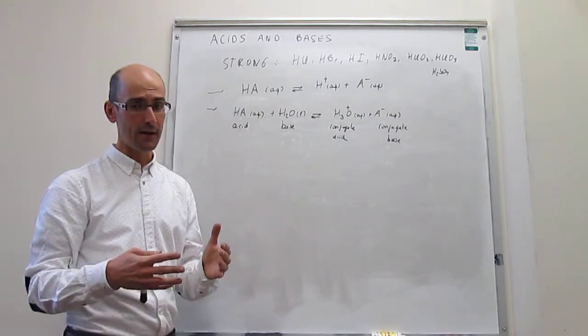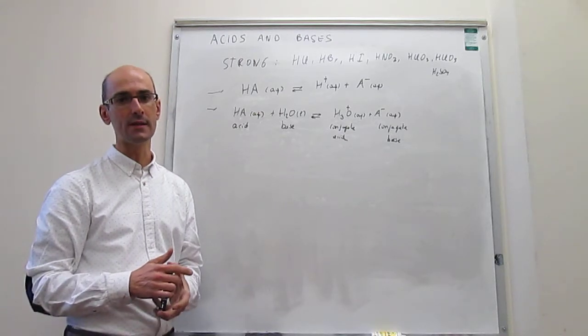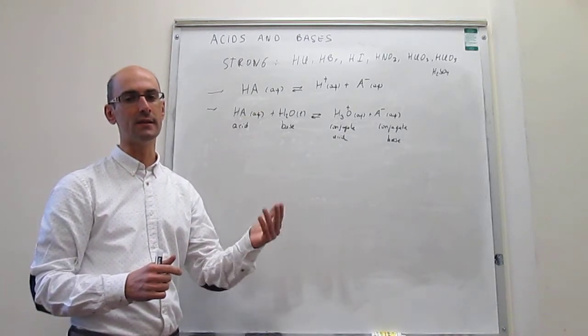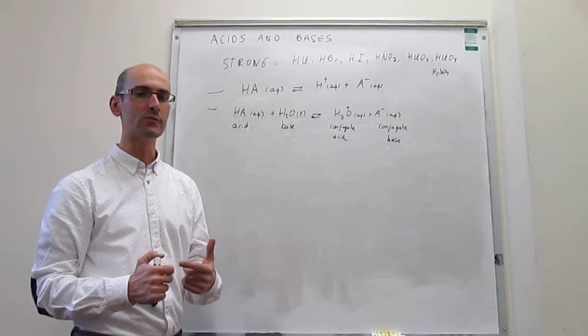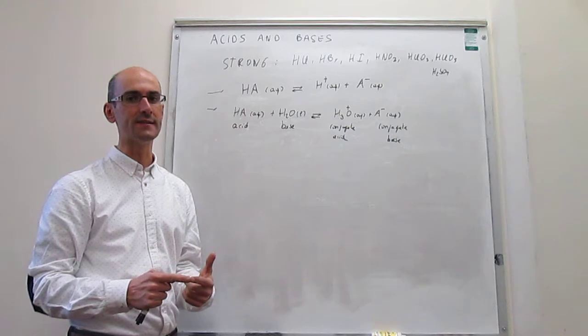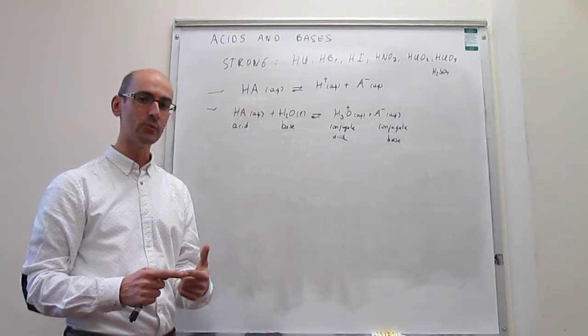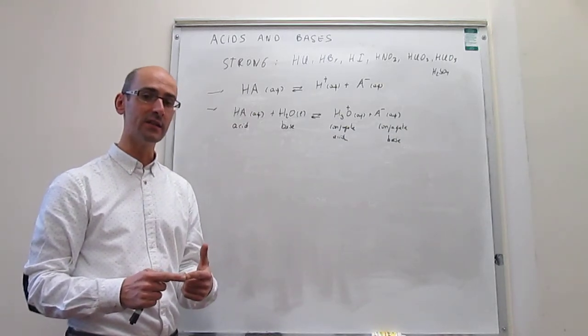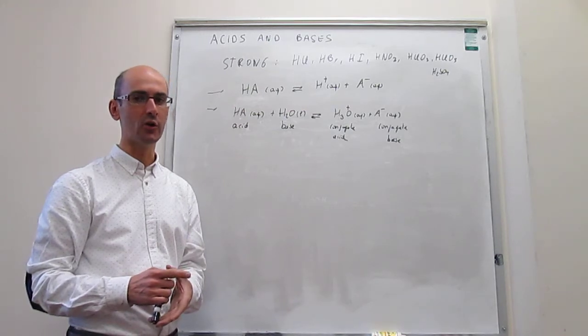And finally, we can also compare weak acids and strong acids by looking at the strength of the conjugate bases. When the conjugate base is very strong, then the acid is weak, and strong acids generate very weak conjugate bases.